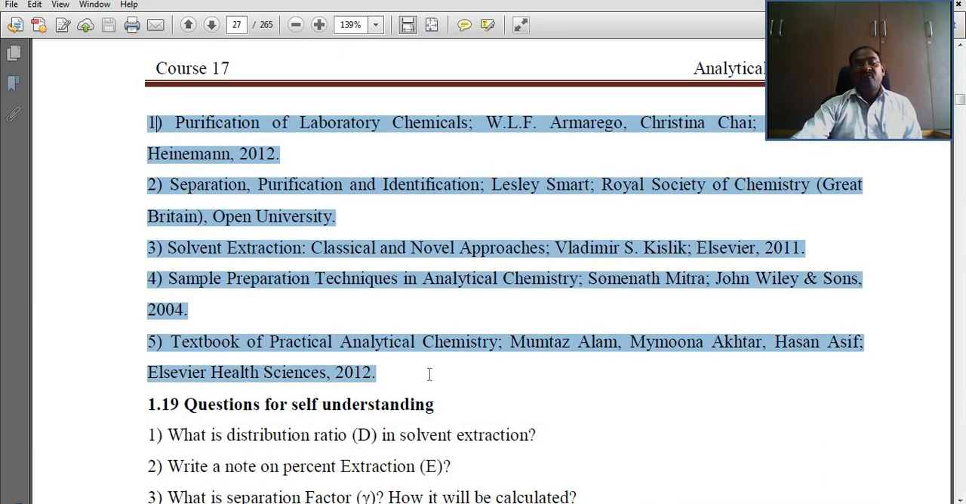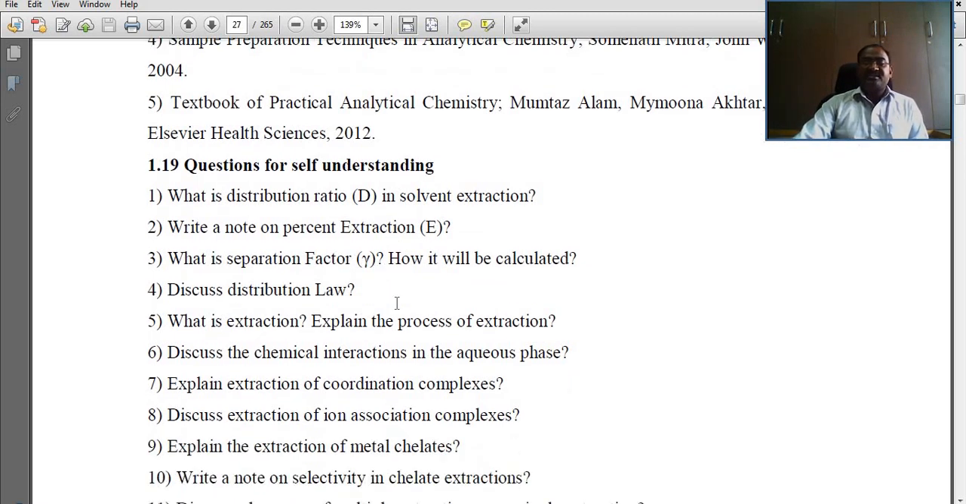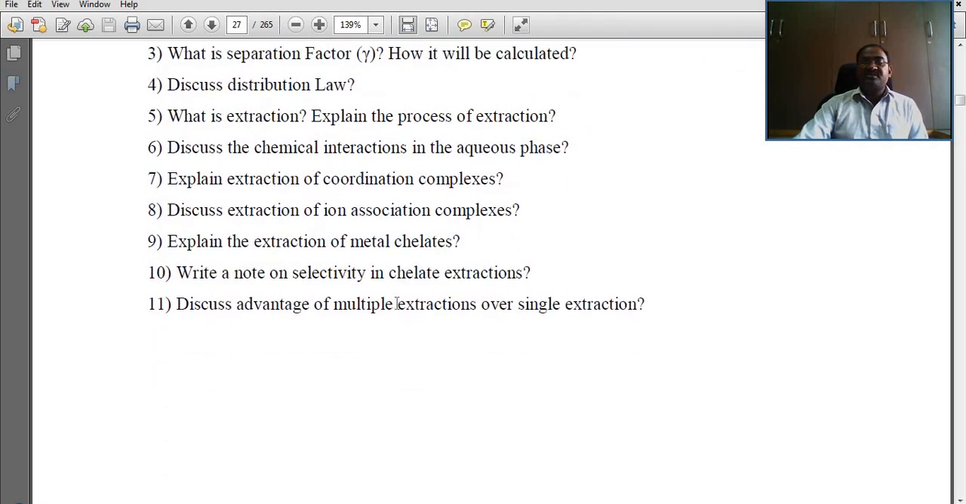These are all the list of reference books. These are the self-understanding questions that are most helpful for your practical and theory examinations, like distribution ratio, percent extraction, separation factor, distribution law, extraction of coordination complex, extraction of association complex ions. Thank you.